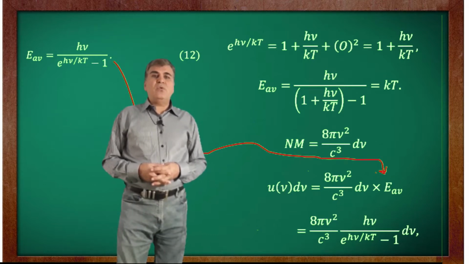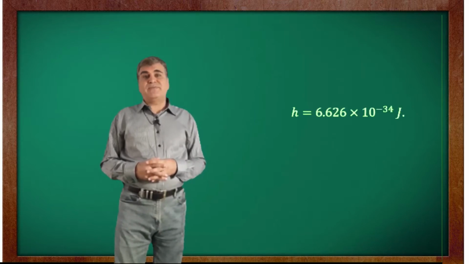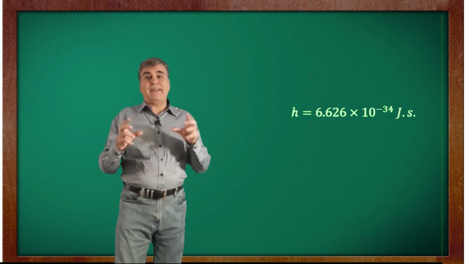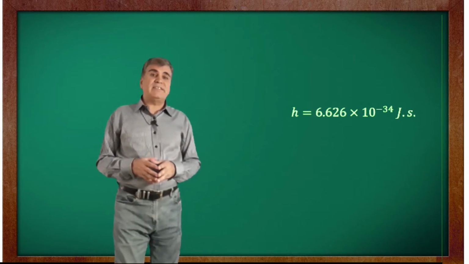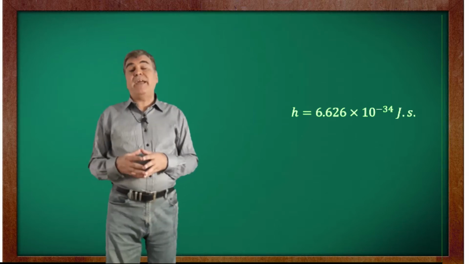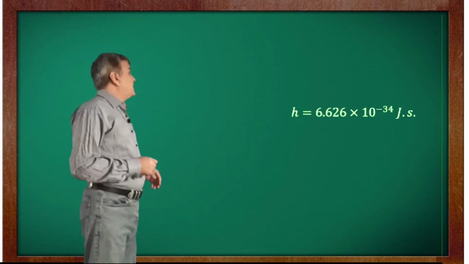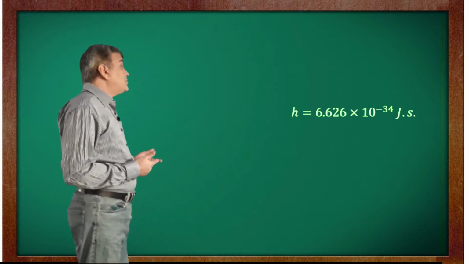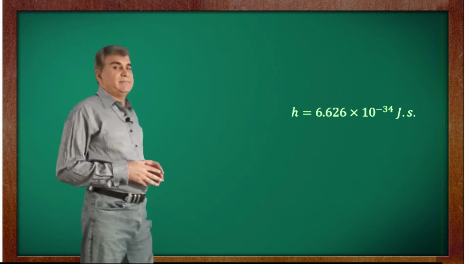The only unknown and not directly measurable quantity in the above equation is h, which stands for the differential area of an ellipse. Its value was initially determined by fitting the data of the above equation with the experimental curve of blackbody radiation. It comes out to be 6.626 times 10 raised to the power minus 34 joule seconds.